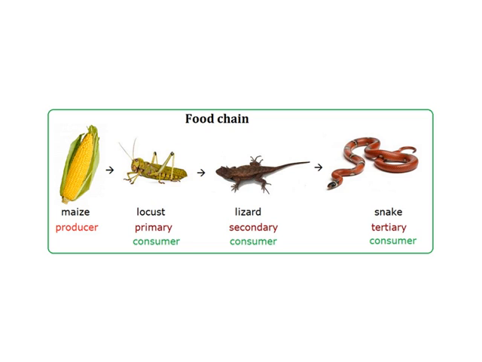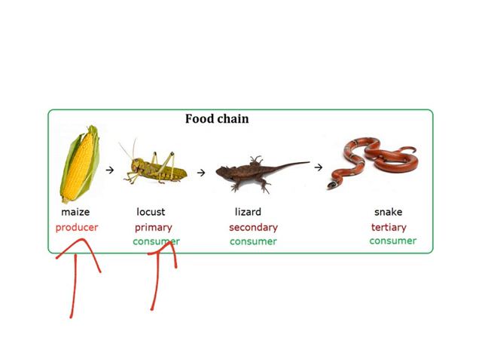The organisms that make their own food using photosynthesis are called producers. These are most often plants like fruits, vegetables, trees, and grass. The first level, or primary consumer, are the organisms that eat the producer. In this diagram, the first level consumer is the locust.